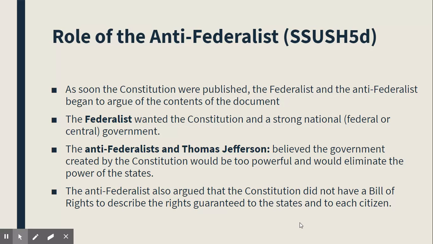And they believed that the states would have that taken from them. Okay, so a lot of these people feared this national government. They didn't really understand how good it would be for the future, but at first they were terrified.